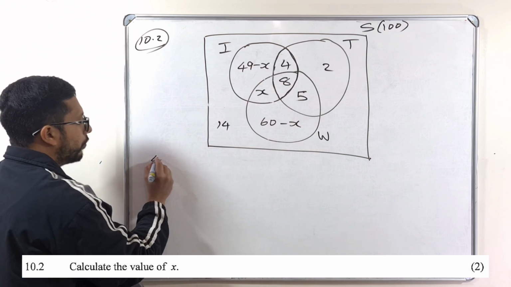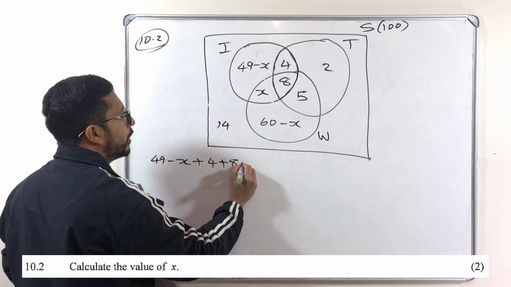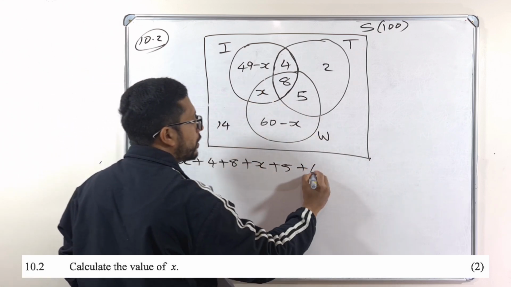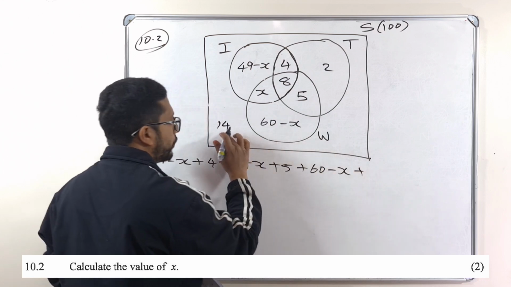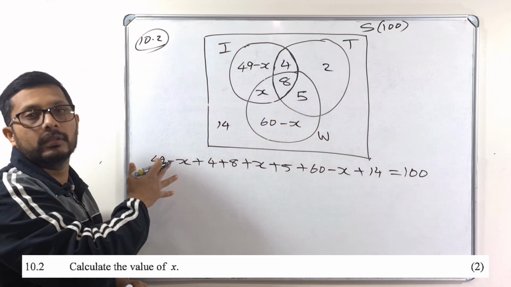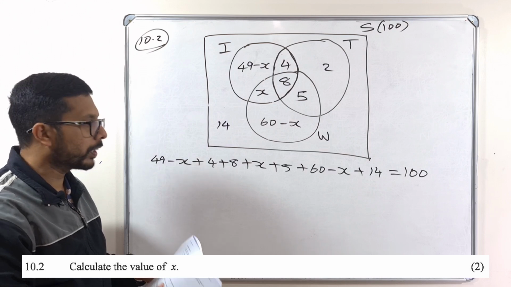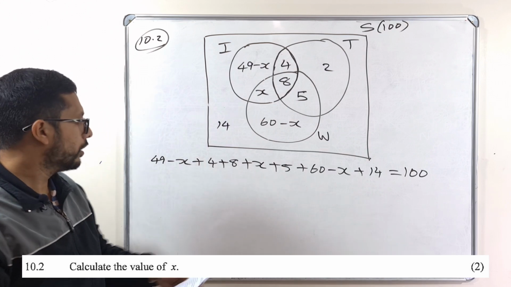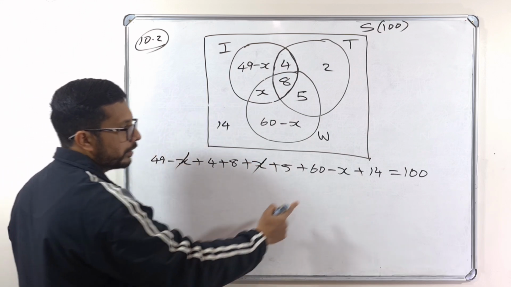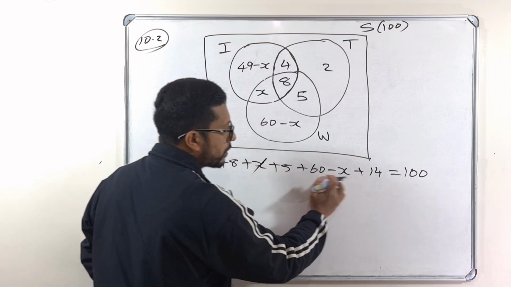So let me add 49 minus x plus 4 plus 8 plus x plus 5 plus 60 minus x plus this 14, and the answer is supposed to be, we know that the whole group is 100 students, 100 grade 12 students, that is written in the question. So it means that the answer is 100. Now we have to take your calculator. Here you can see this minus x and plus x cancel, there is only minus x here. So take your calculator, try to find the answer of these numbers first.